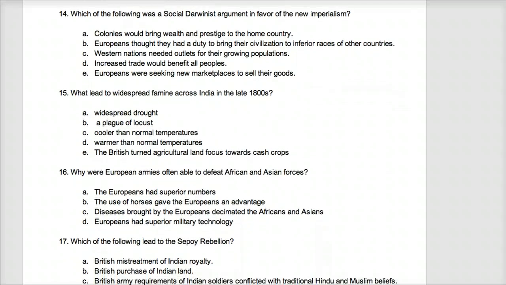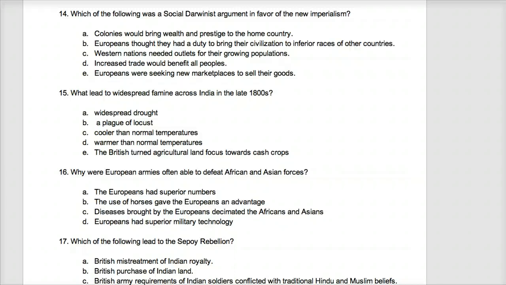14. Which of the following was a social Darwinist argument in favor of the new imperialism? A. Colonies would bring wealth and prestige to the home country. B. Europeans thought they had a duty to bring their civilization to inferior races of other countries. C. Western nations needed outlets for their growing populations. D. Increased trade would benefit all peoples. Or E. Europeans were seeking new marketplaces to sell their goods.